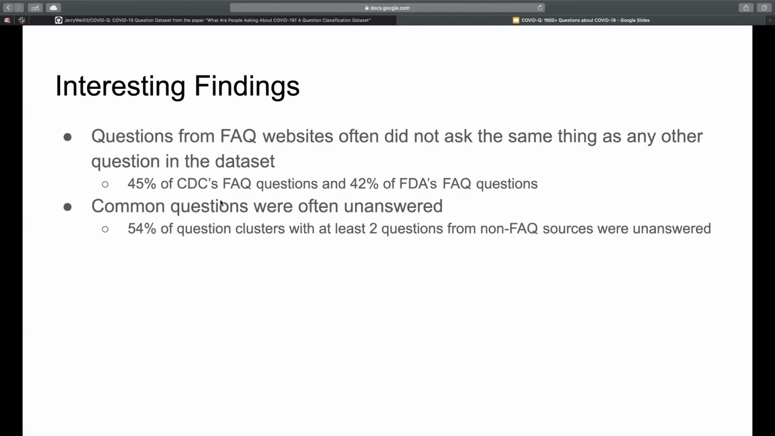So what this means is that questions from FAQ websites are not actually being asked that often. Another interesting finding is that common questions were often not answered by an FAQ website. So for example, 54% of question clusters with at least 2 questions from non-FAQ websites remained unanswered. And what this means is that common questions are not being answered. So essentially, some questions in FAQ websites are not being asked, and some questions that are frequently being asked are not being answered.